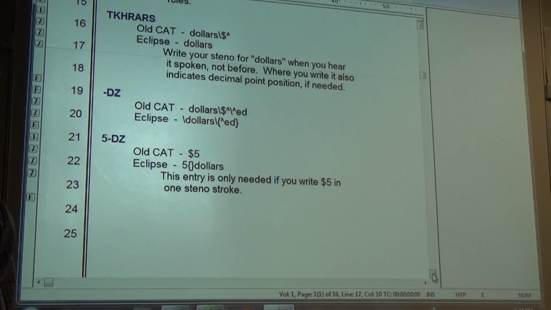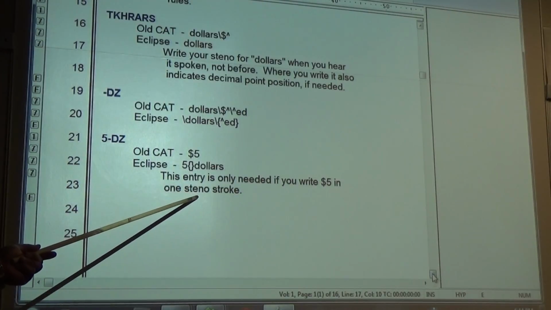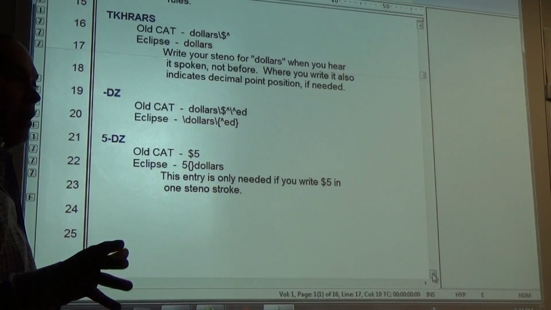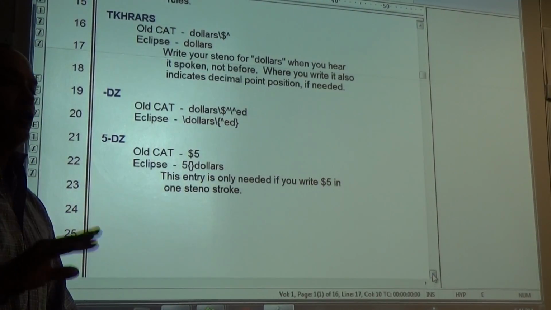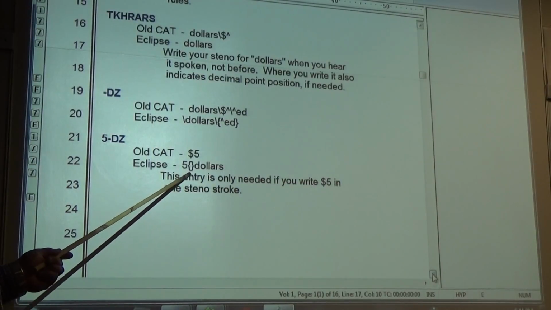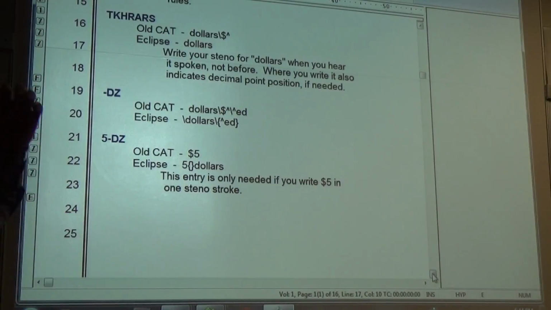Are you trying it out? This is only needed if you do it in one stroke, which I do. But if you just do DLARS, then you don't need to worry about it. This is going to be one of the only times that you do the number. Okay? Make sense?